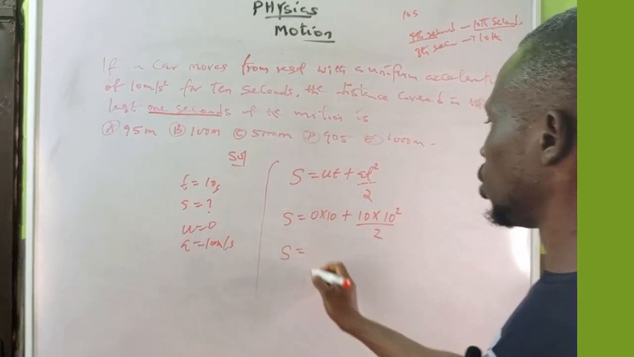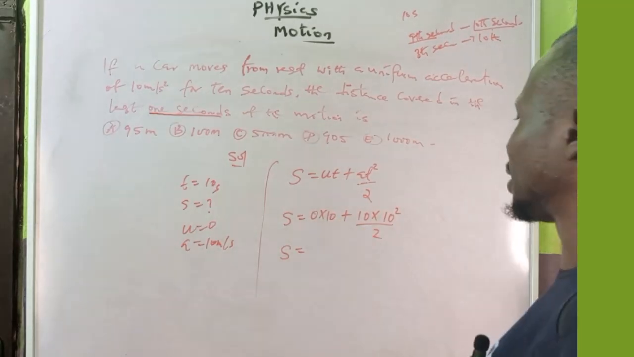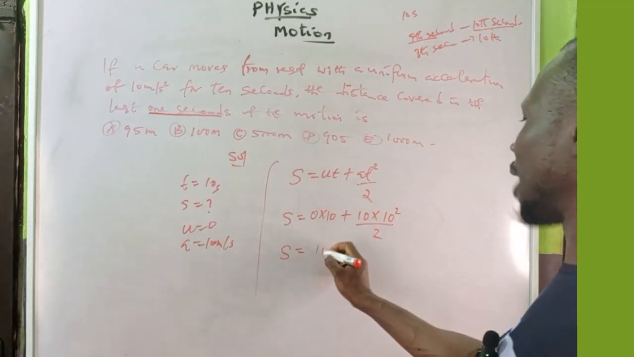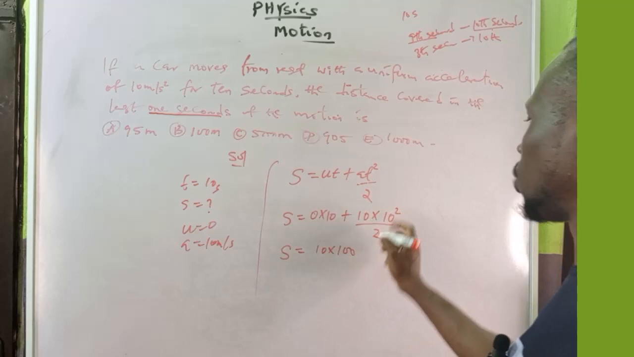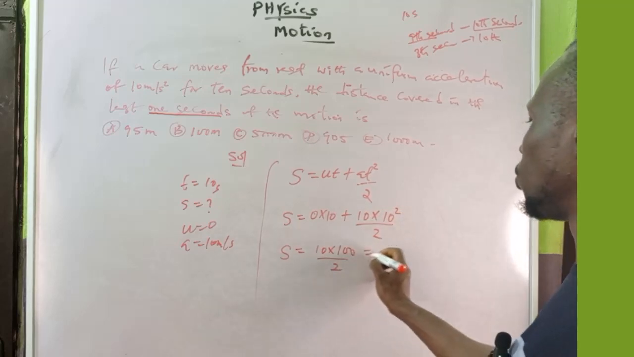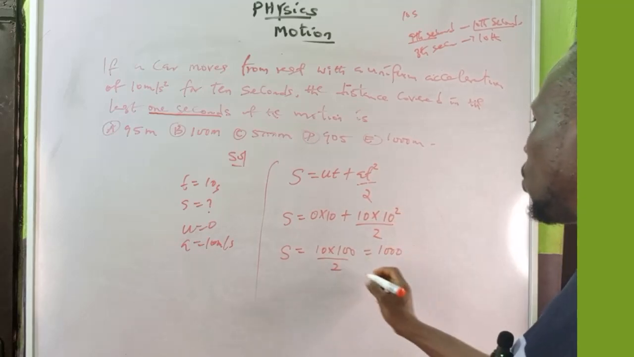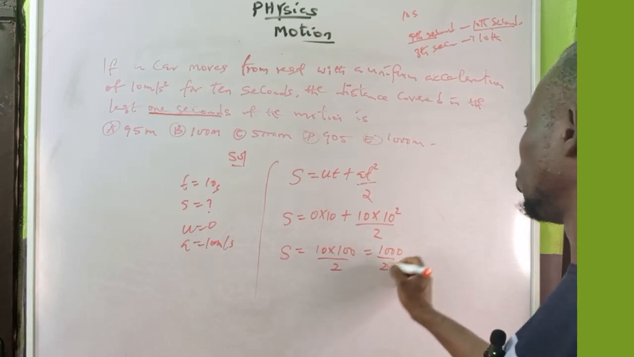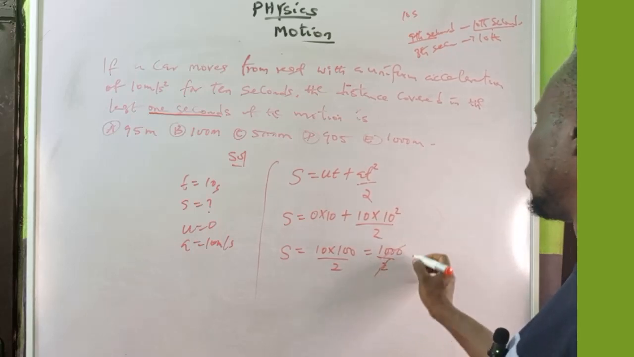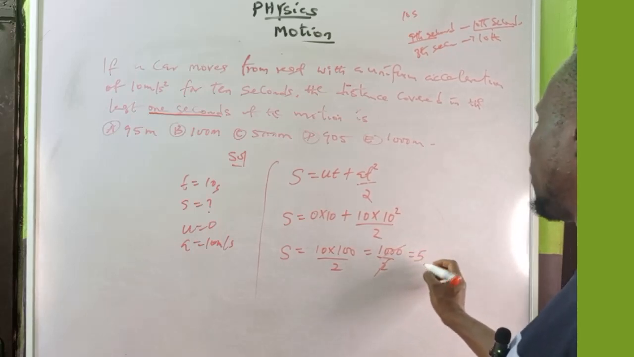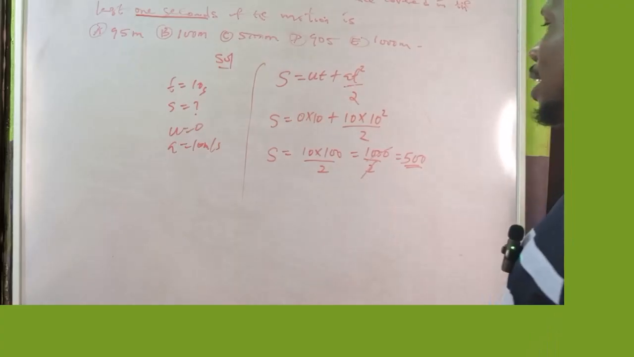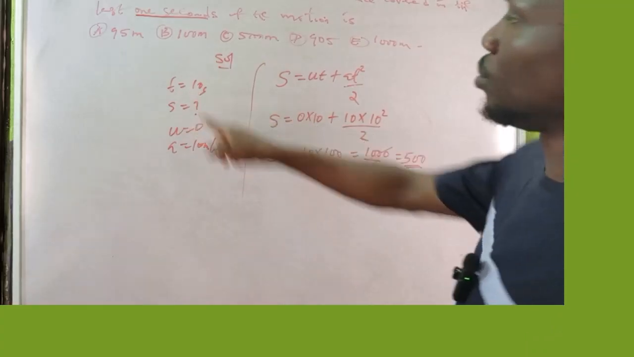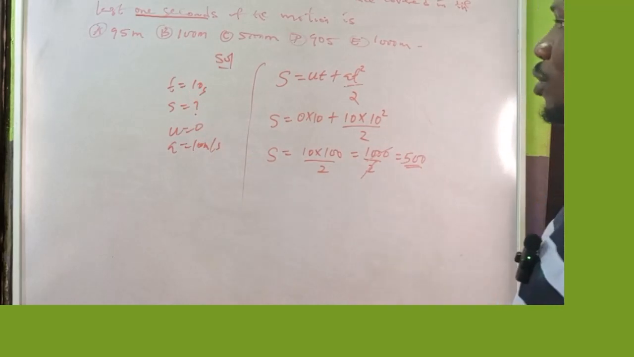So the distance is going to be 0 times 10, which is 0, plus 10 times 100. 10 squared is 100, all over 2, which is 1000 over 2. 1000 divided by 2 is 500. So at 10 seconds of the motion, the distance is 500.